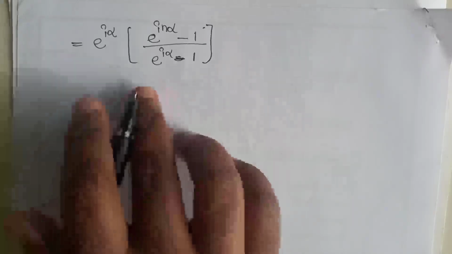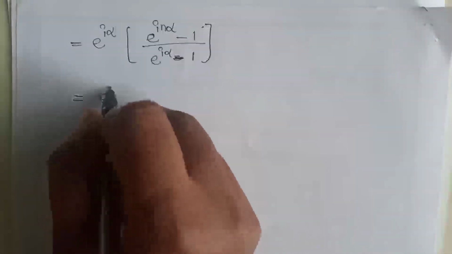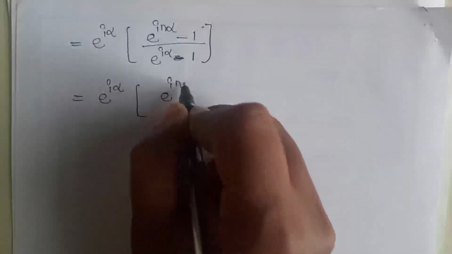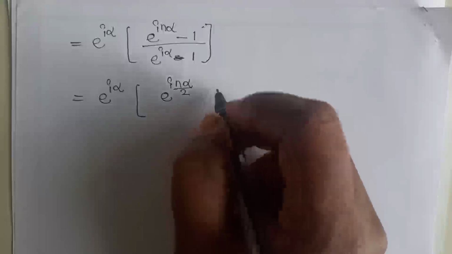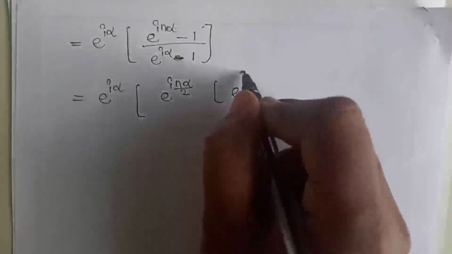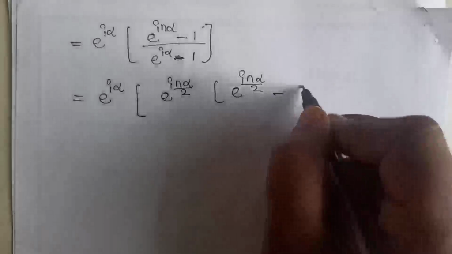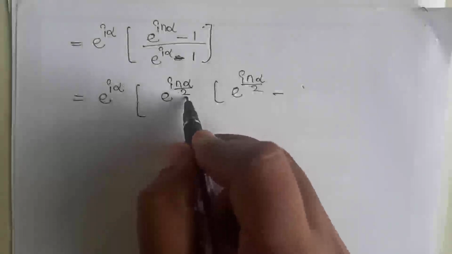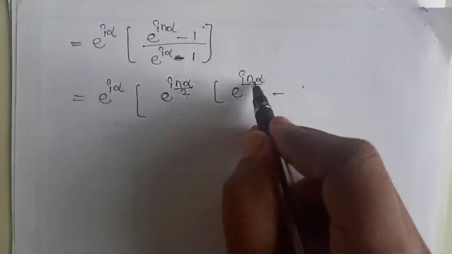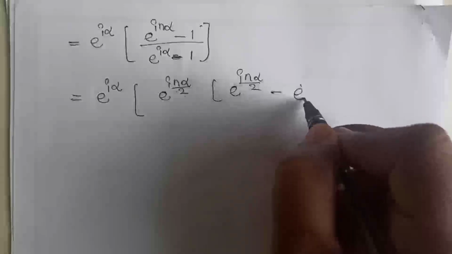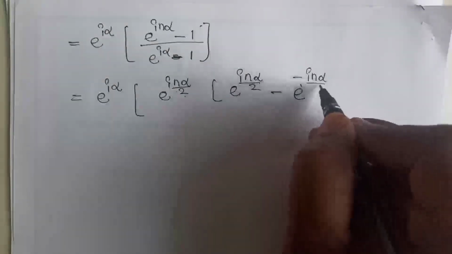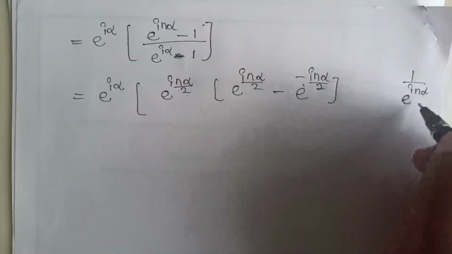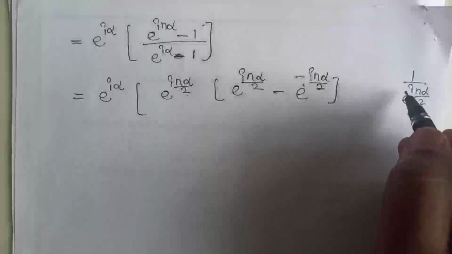Therefore this can be simplified as e power i alpha into e raised to i n alpha divided by 2 taken common, we get e raised to i n alpha divided by 2 minus. In the last class I explained that if I take e raised to i n alpha divided by 2 common, here we get e raised to i n alpha divided by 2, and here we get e raised to minus i n alpha divided by 2. So we get 1 divided by 2 e raised to i n alpha, but on taking numerator we get minus of this one.